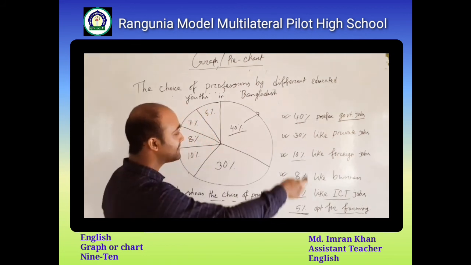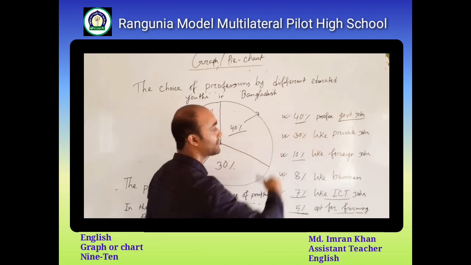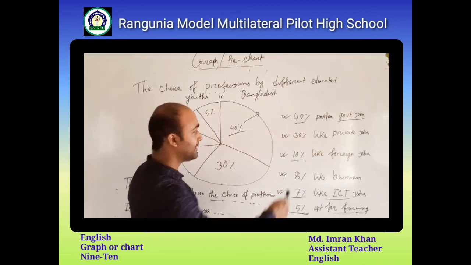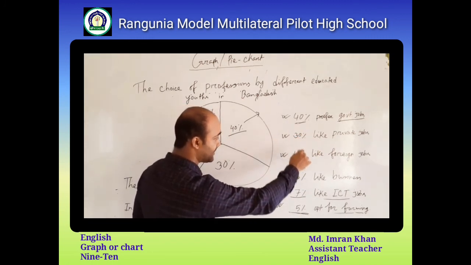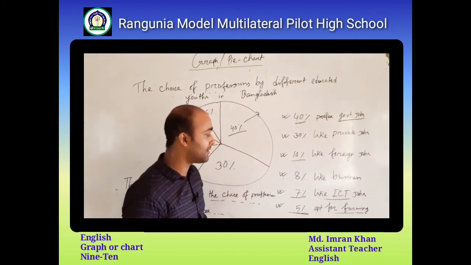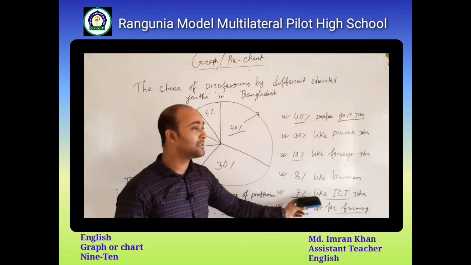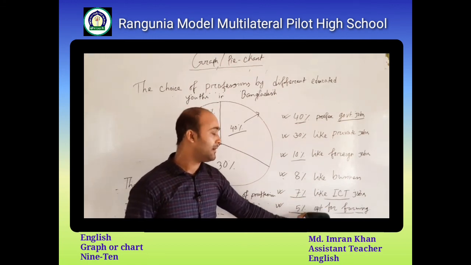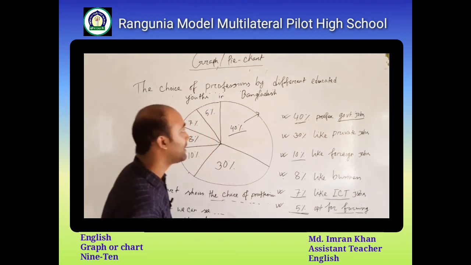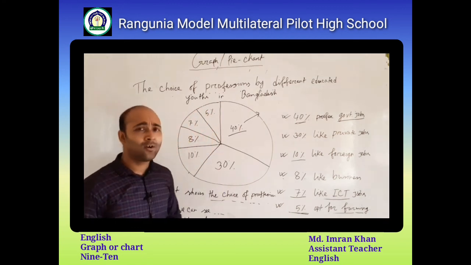So analyzing the chart, the second is 10% who like a private job, and then comes the lower portion: foreign jobs, business and ICT jobs. So the government should come forward to encourage ICT-related jobs and farming. So maybe you have got the point, and that's all for today.